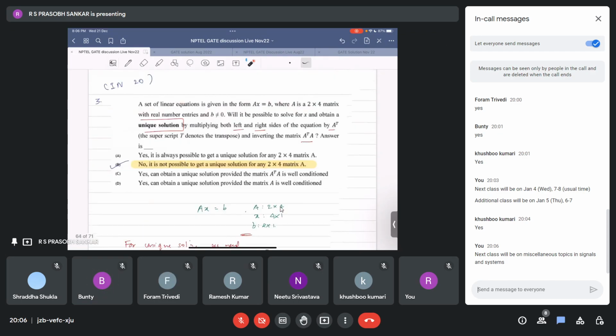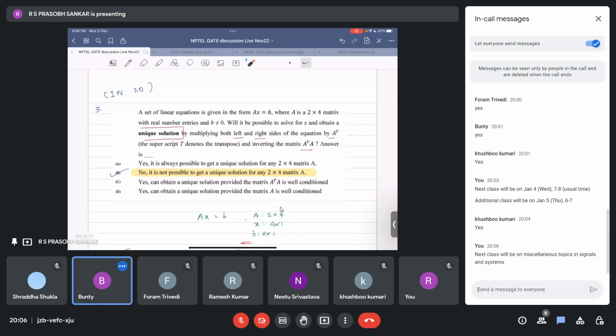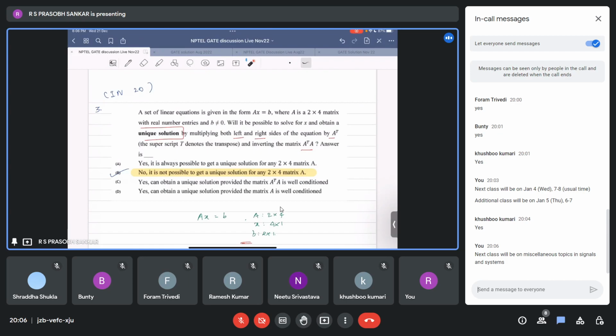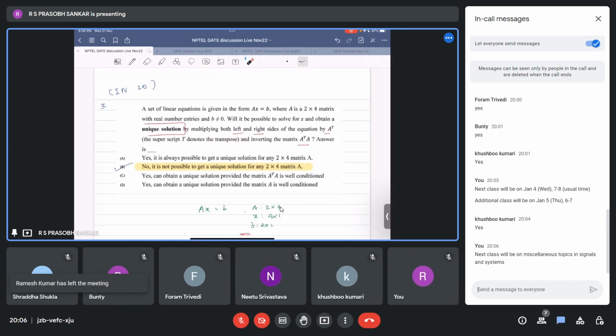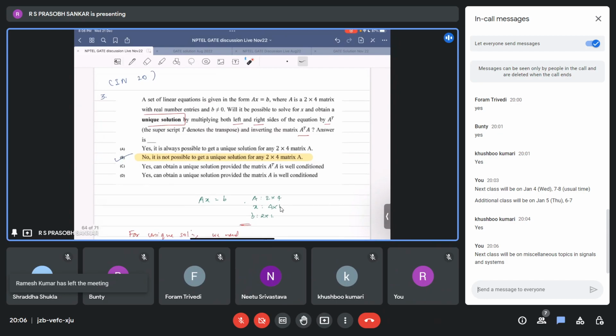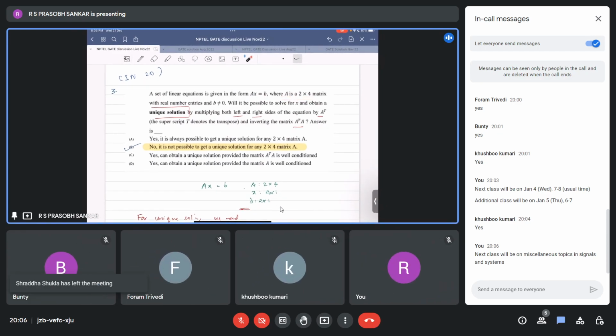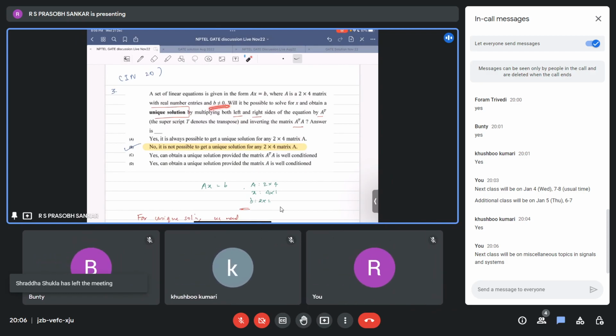So the third question. Yes, please ask. So for others, if somebody wants to leave, we can leave. I think this is just to check again. So the question is like this. What they mention is that we have a set of equations of the form Ax = B, where this A is a 2 cross 4 matrix and B is not 0.